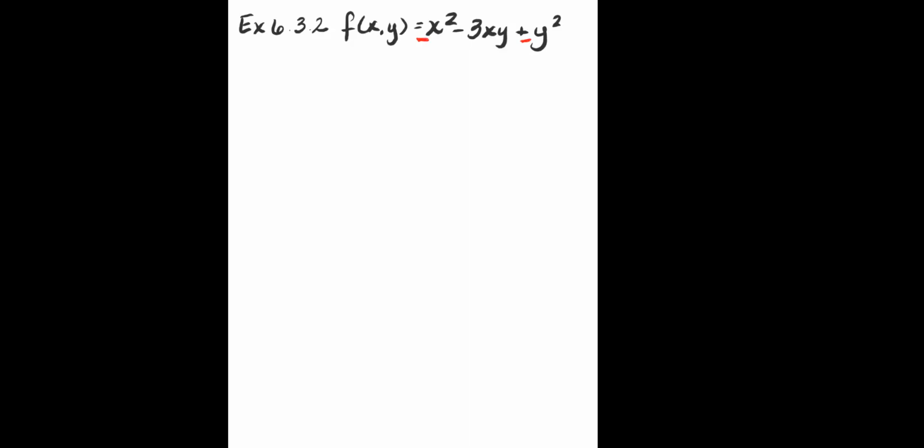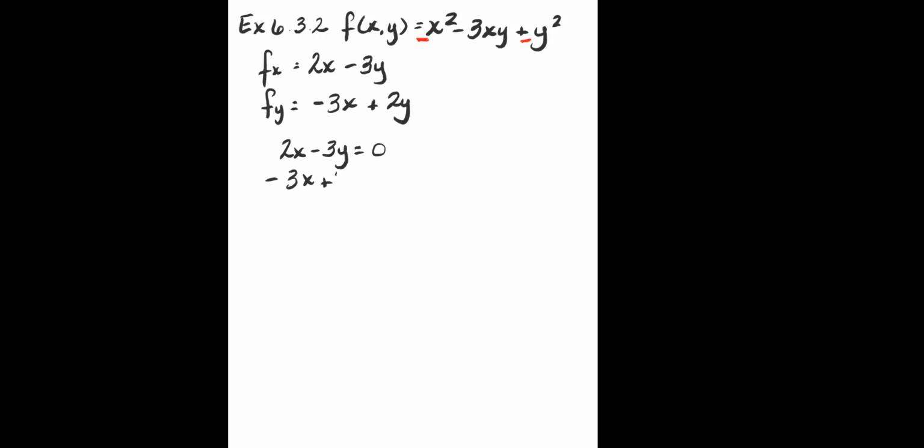First, take the partial derivatives. So the partial with respect to x is 2x minus 3y. And the partial with respect to y is negative 3x plus 2y. Again, we're going to set both of those equal to 0. 2x minus 3y equals 0. Negative 3x plus 2y equals 0.